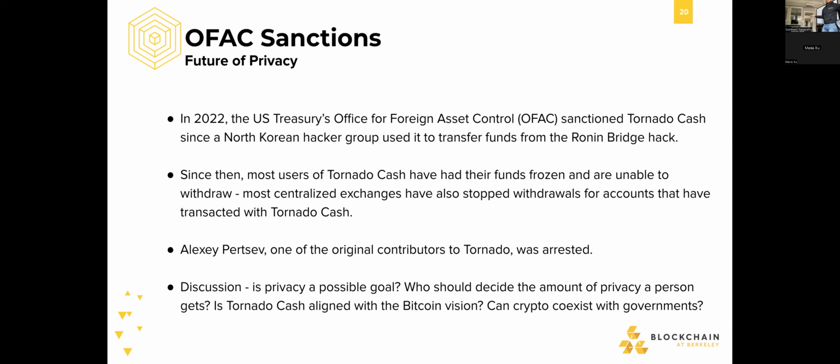Again, is Tornado Cash aligned with the whole Bitcoin vision? Bitcoin has a very interesting take on privacy, because you have pseudo-anonymity, but all the transactions between addresses are public. So in case you're doxxed, you have essentially no privacy left. And then there's the question of to what level crypto can exist with governments. So, a few interesting questions, food for thought. It's more philosophical, but it's stuff people are working on right now, and it's going to dictate the future of the space in the years to come.